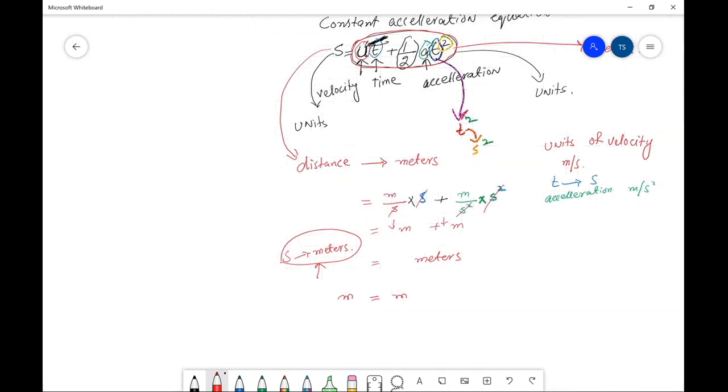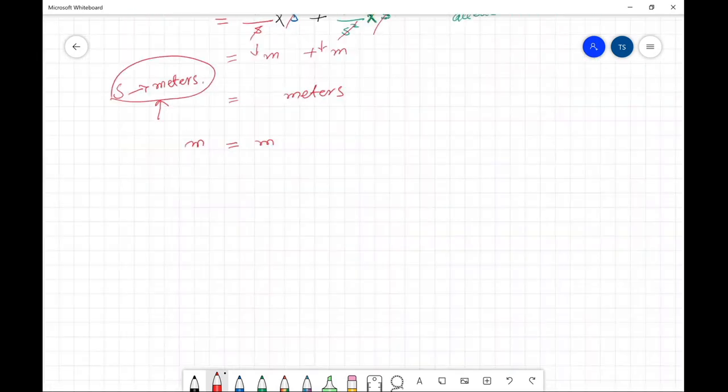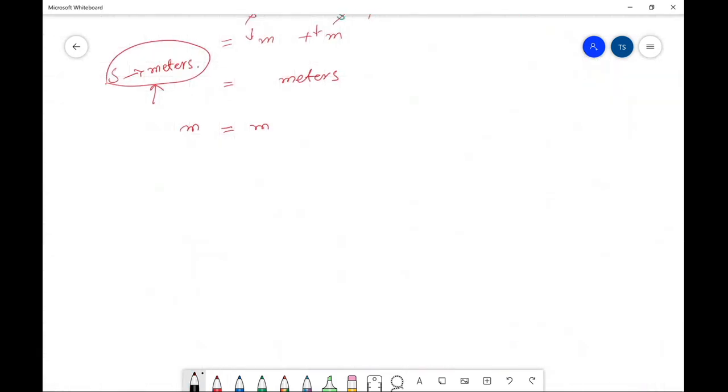Let's have a broad view of this concept. So dimensional analysis is done on a few rules. There are 7 fundamental dimensions.